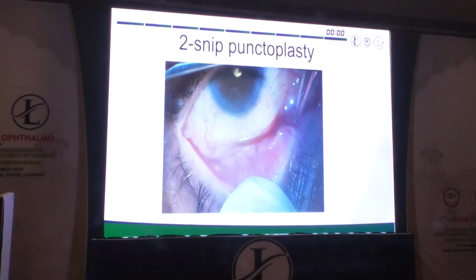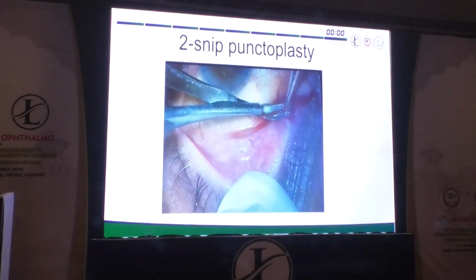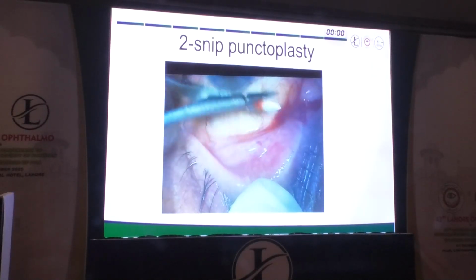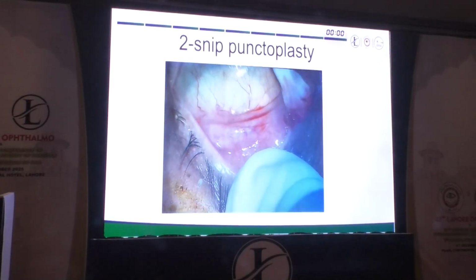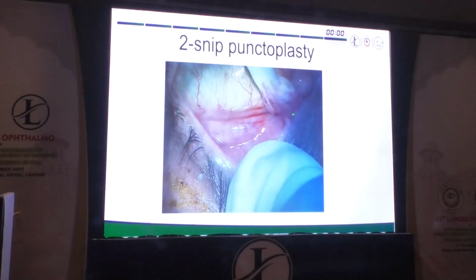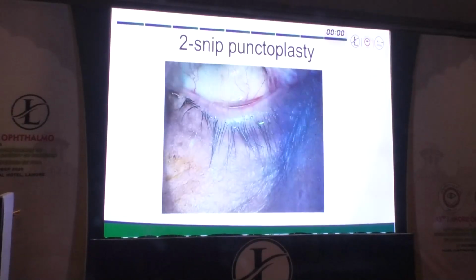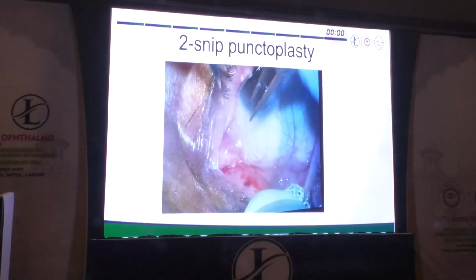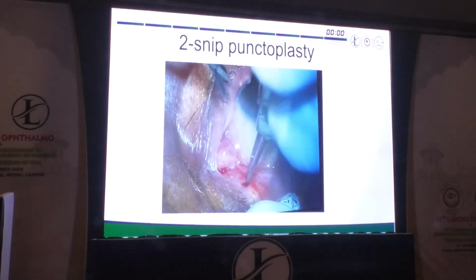A little bit of bleeding, but you don't need to cauterize it. You just need to give a little bit of pressure and the bleeding will stop. So this allows the epithelium of the punctum to heal and the punctal opening to get enlarged.